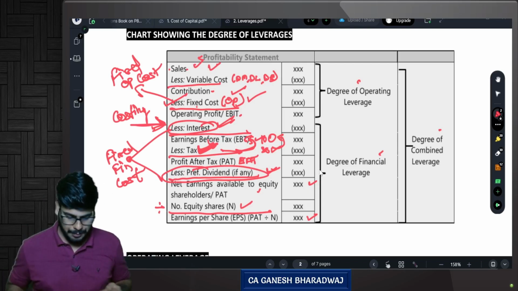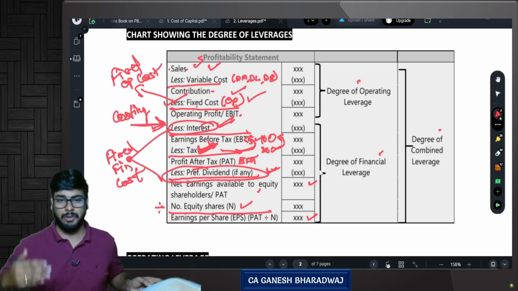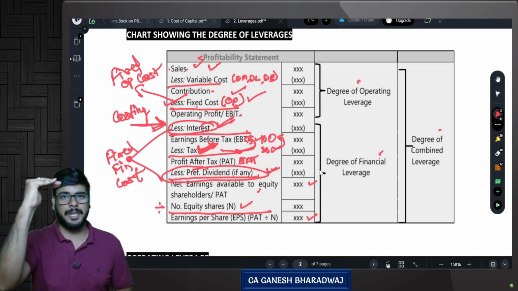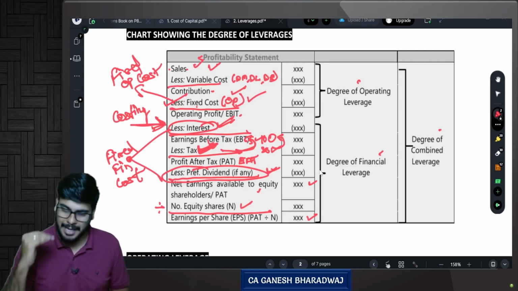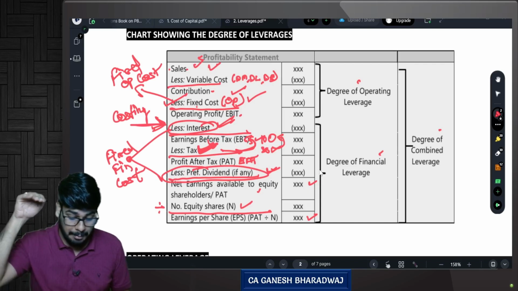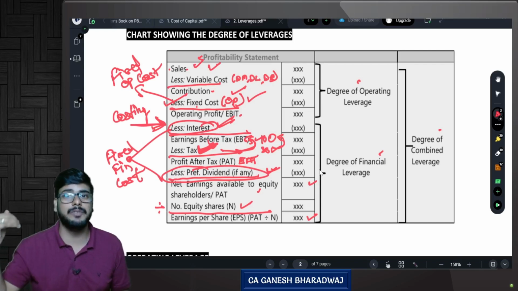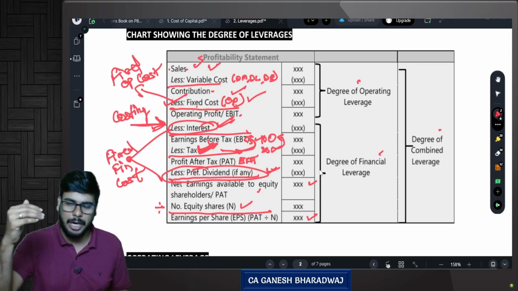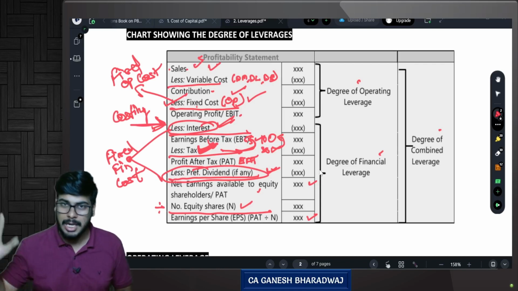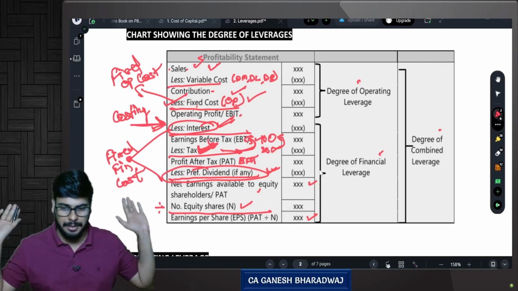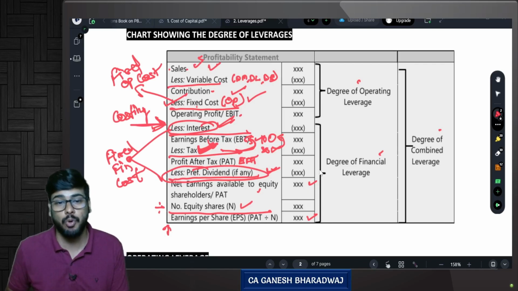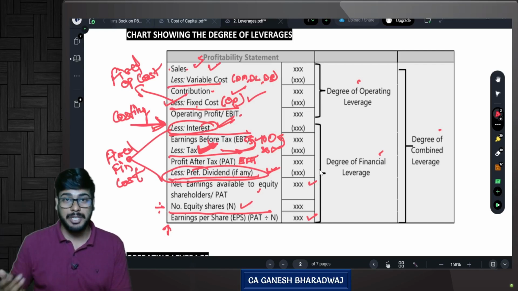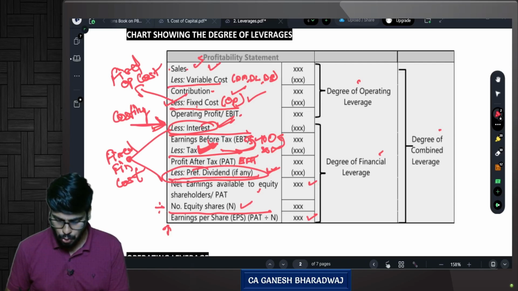Sir, so you mean to say basically this particular profitability statement: sales minus variable cost gives you contribution, minus fixed operating cost gives you EBIT, minus interest gives EBT, minus tax gives you EAT, minus preference dividend gives you your net profit available to equity shareholders, divided by number of equity shares gives you what? Your EPS, means what? Earnings per share. Simple. Now, sir, more the EPS means more the earnings. Is it true or not? More EPS means the company is earning more. Is it true or not?